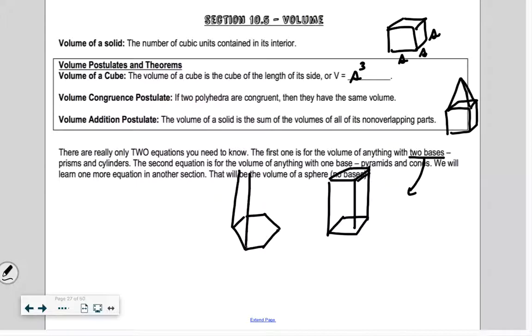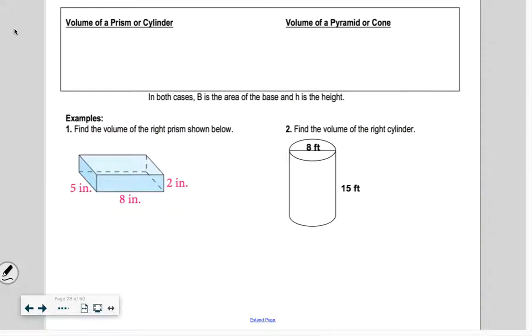Do you guys remember the pictures that look like this? Try to sketch that super fast. It's a struggle. Okay, that would be something where it's a prism. Or I could have a cylinder. So a cylinder is something that has two circles, right? All right, so the equation for a prism or cylinder, so two bases, ends up being V is equal to big B times H.